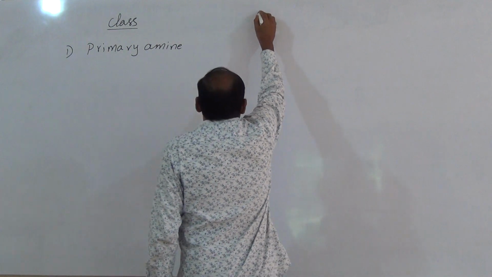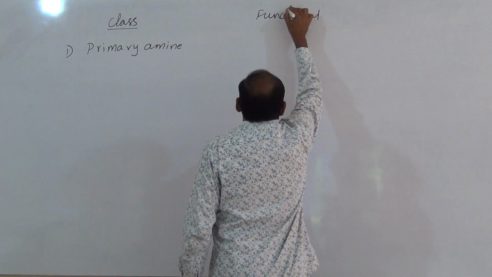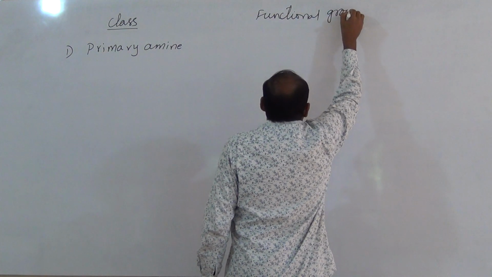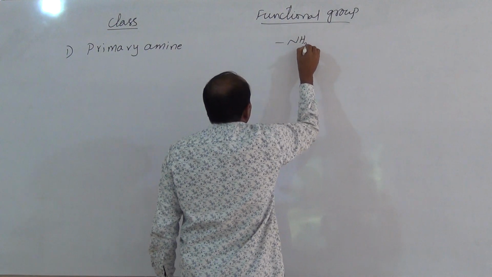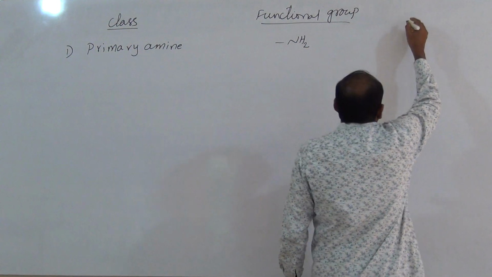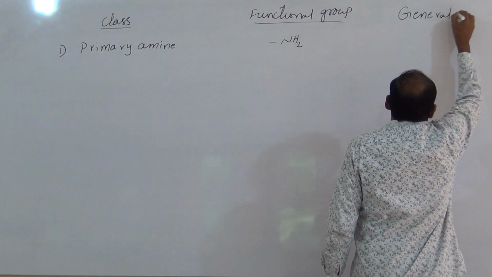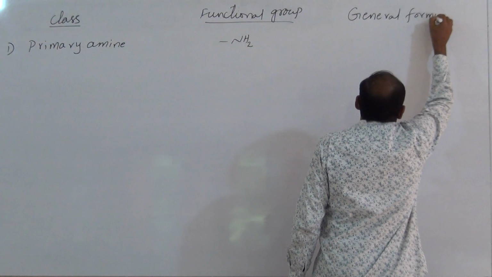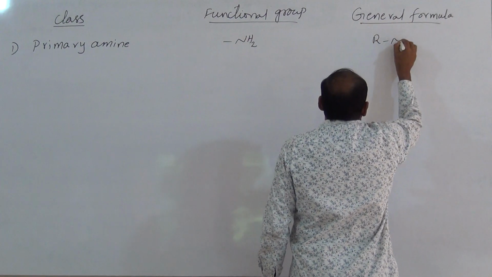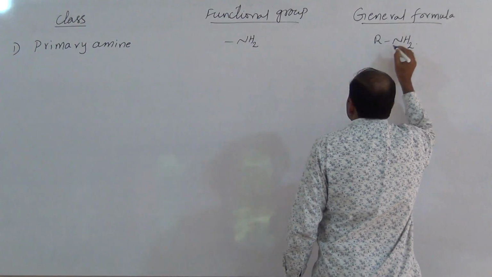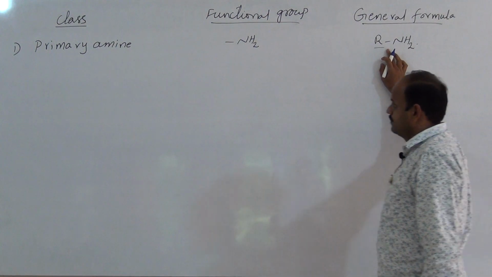Here, what is the functional group? The functional group is NH2 and the general formula is RNH2. Here, what is meant by R? It is an alkyl group or an aryl group.